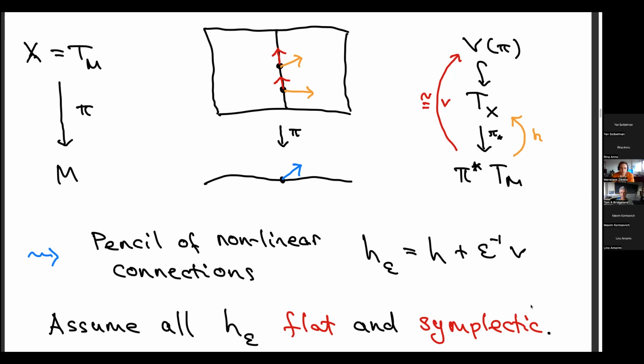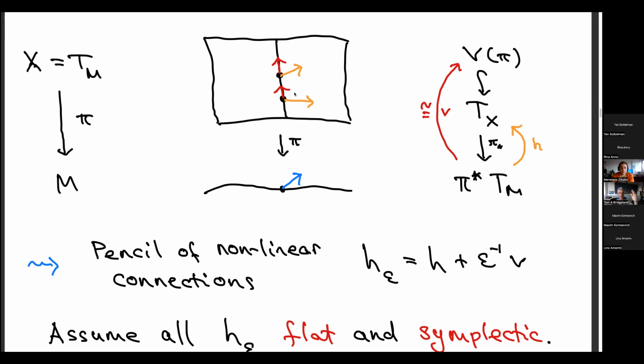And then the crucial thing is that I want to assume that all these connections are flat and symplectic. Flat means that locally I can write X as a product of M cross something so that the connection is just the trivial one. If you have a product projecting down to the base, there's an obvious nonlinear connection on it. So this is saying that locally you can turn this connection into that form. That's what flat means, or of course you could say the curvature is zero.